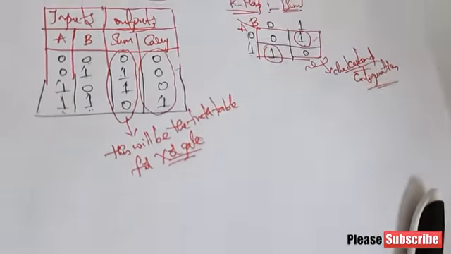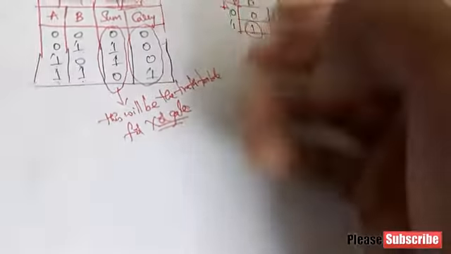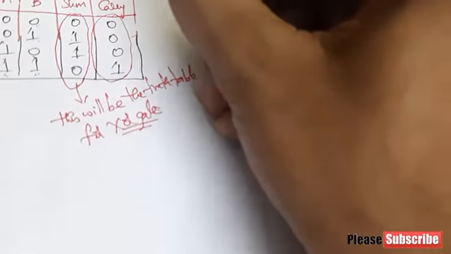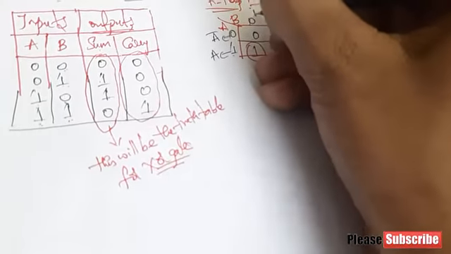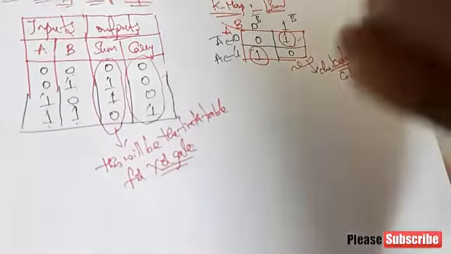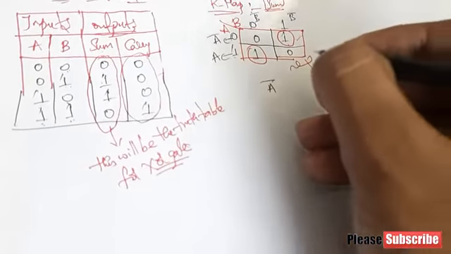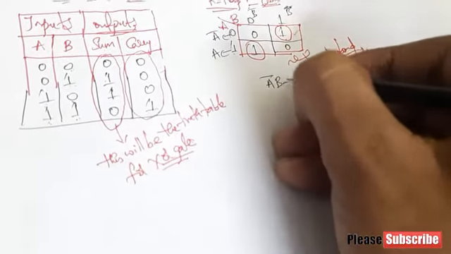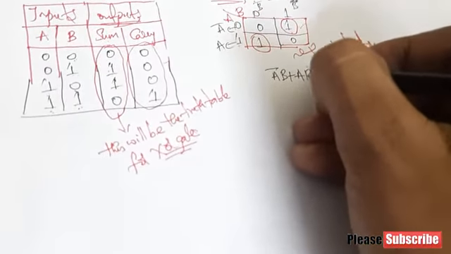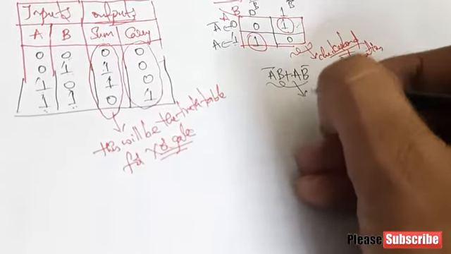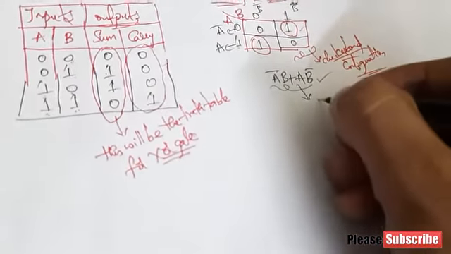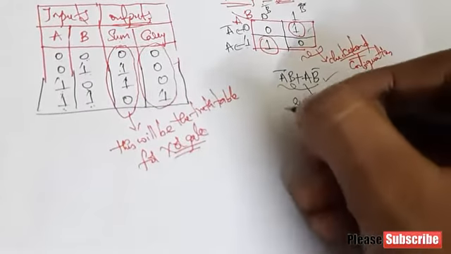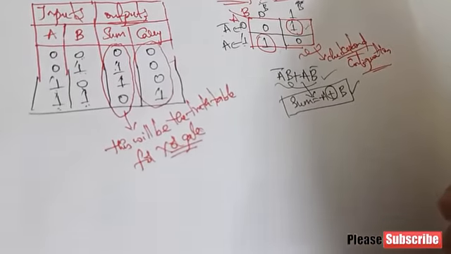So here, if you can see, this will be A bar, this will be A, this will be B bar, this will be B. This will be A bar B plus A B bar. This will be the XOR gate, right? A XOR B. Sum will be A XOR B in half adder.